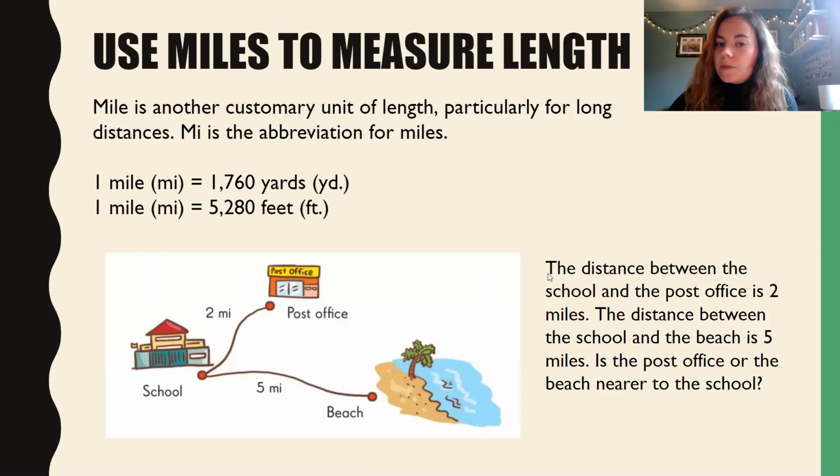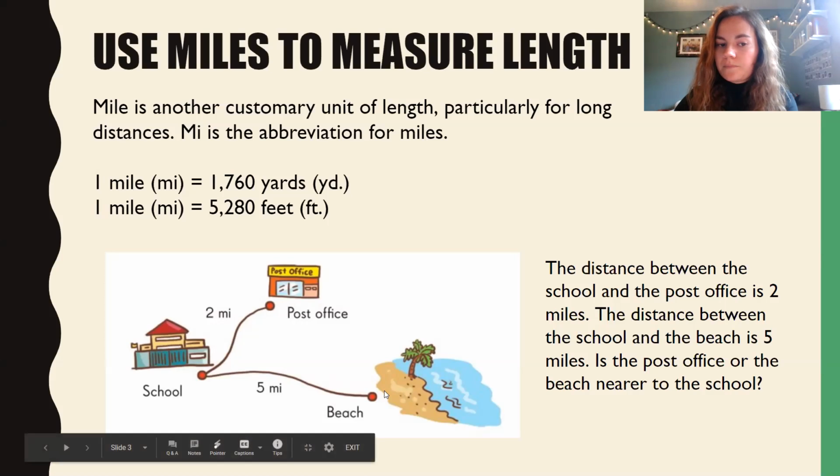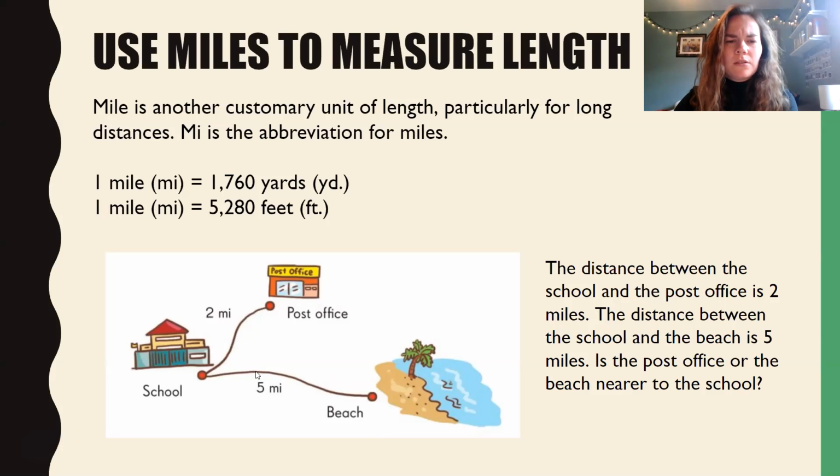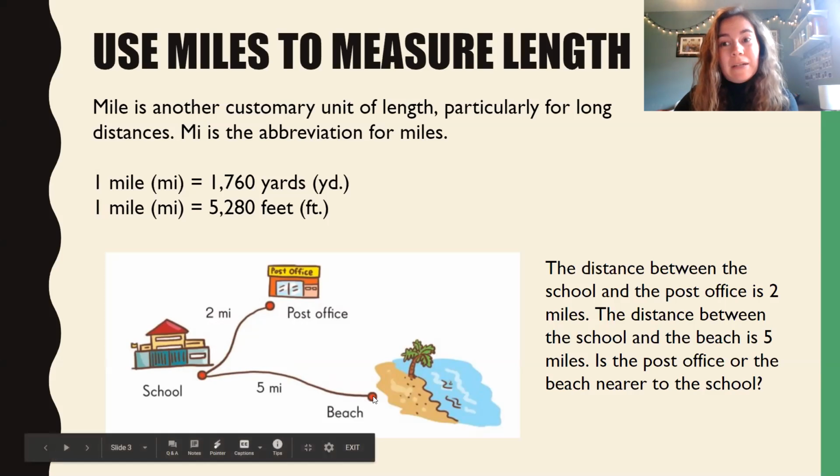So it says the distance between the school and the post office. Here's the school and here's the post office. So from this point to this point is 2 miles. And it says 2 miles there. So that's how long that is, 2 miles. The distance between the school and the beach is 5 miles. So this one is 5 miles. Is the post office or the beach nearer to the school? Which one is closer? The post office is closer. I would rather walk 2 miles than 5 miles. That would be kind of a long walk.